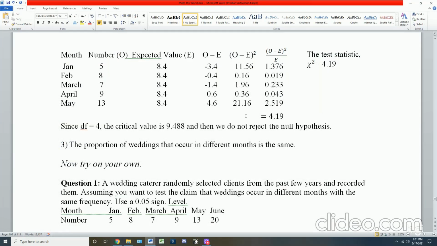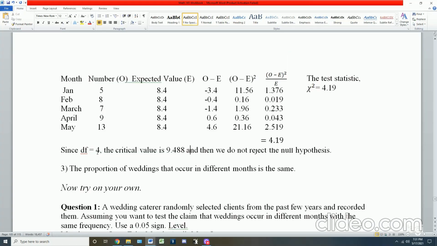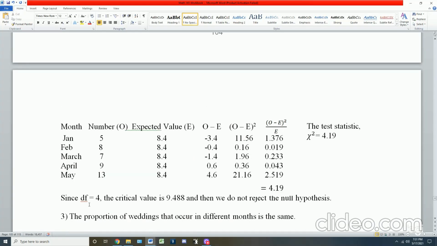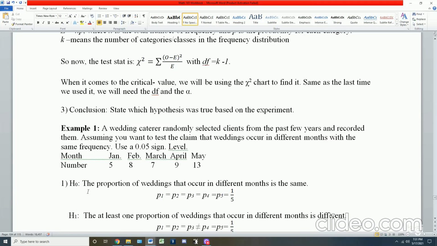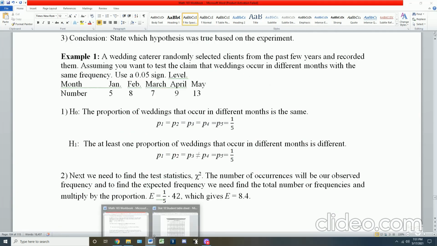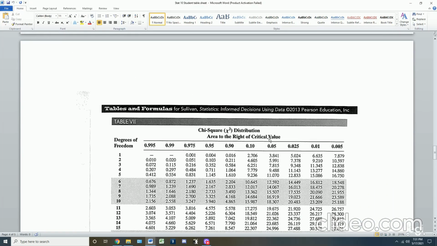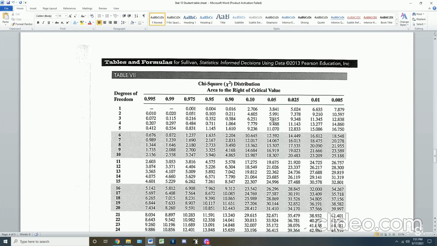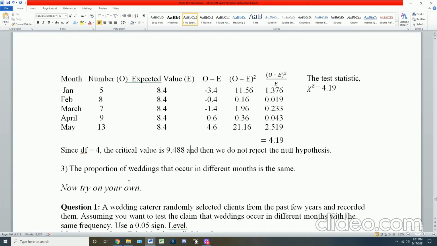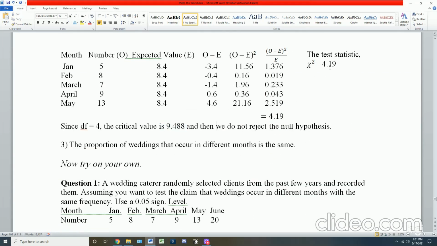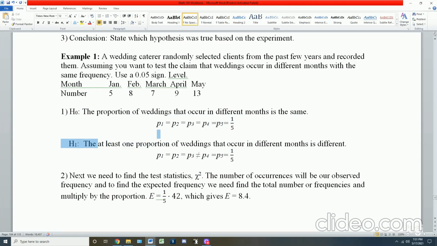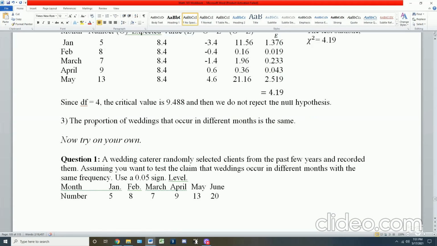Okay. So that gives you that, and then now we're going to find our critical value. So degrees of freedom is 5 minus 1, which is 4. Our alpha was in this question 0.05. So if we just go to our table, 0.05 with 4 degrees of freedom gives you 9.488 as our critical value. That's what we get there. And therefore, since it's not in there, we do not reject. Okay? So if we do not reject, therefore, our null is correct. So you literally just copy that down. Notice I said the proportions of weddings that occur in different months is the same.